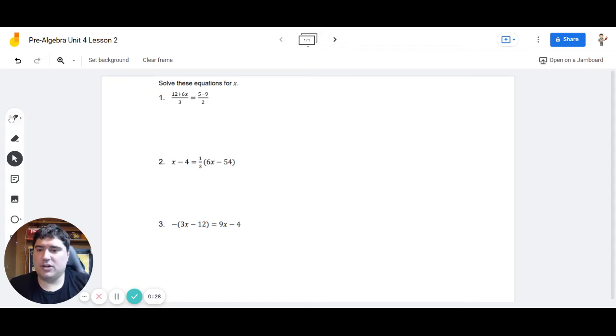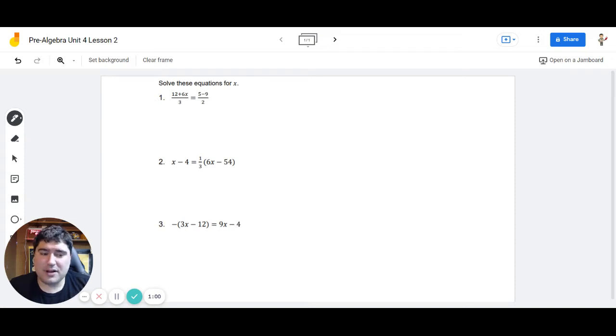So let's take a look at number one. Let's look and see. We're dividing by 3 on the left-hand side of the equation. We're dividing by 2 on the right-hand side of the equation. So I don't like fractions, and we should observe that the fractions are there, right? So we're observing that the fractions are there. We see that we're dividing by 3 and dividing by 2. So let's get rid of those. I don't know about you, but I'd rather not work with fractions.